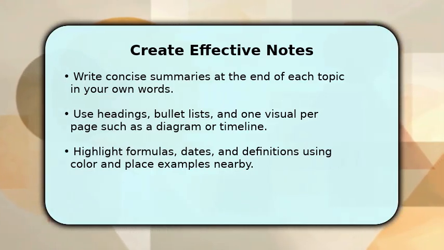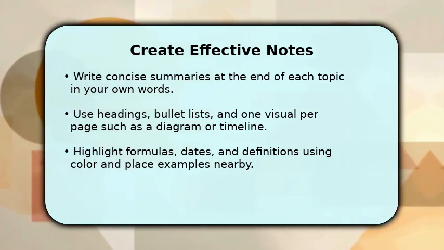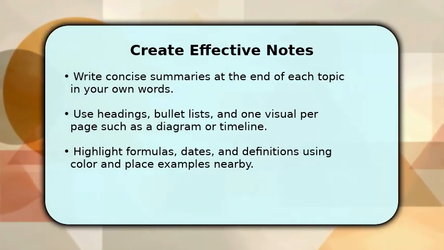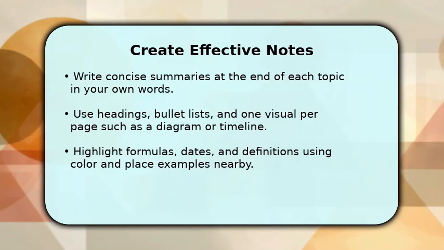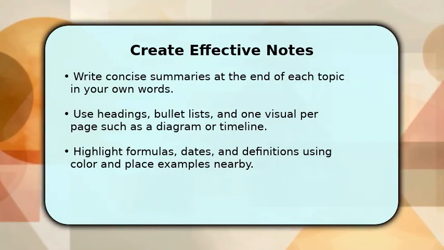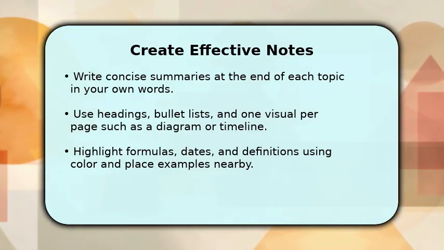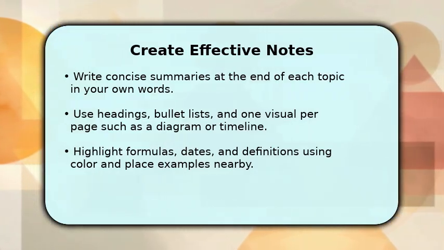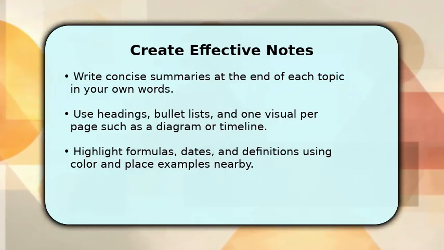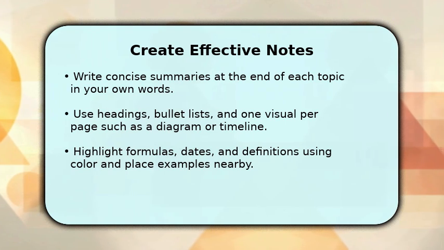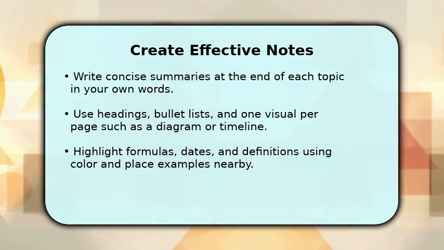Structure pages with clear headings, bullet lists, and 1 visual per page such as a diagram, timeline, or flowchart to engage visual memory. Highlight formulas, dates, and definitions using color and place examples nearby so you can apply concepts quickly. Include mnemonics and 1-sentence explanations for tricky ideas. Then collapse long paragraphs into 3 to 5 key lines to make later review fast and focused.